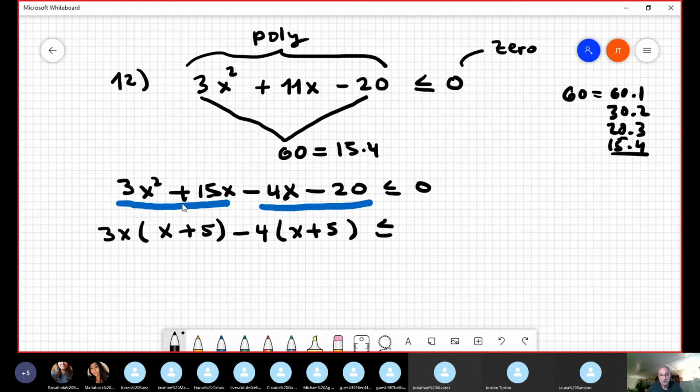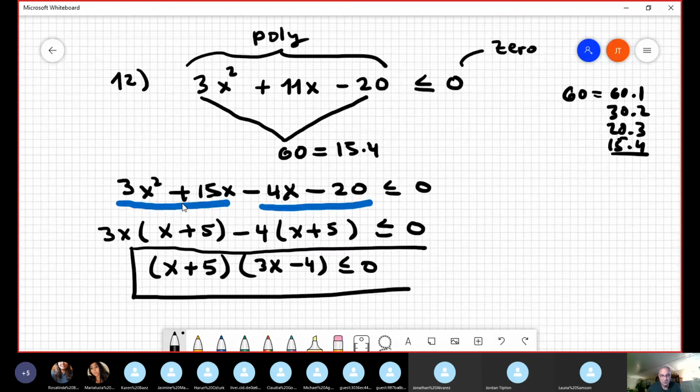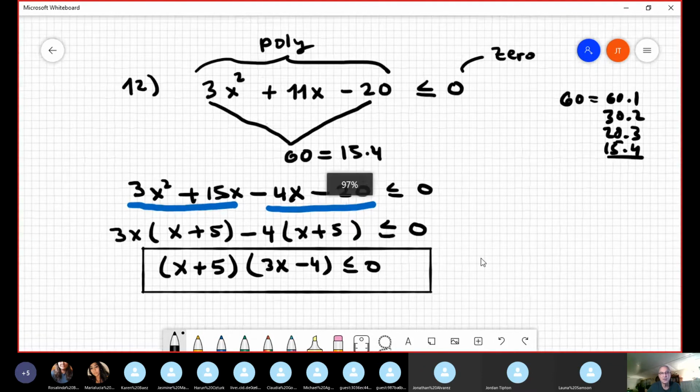Let me check just in case. See if I'm doing okay or no. Negative 4 times positive x is negative 4x. Good. Negative 4 times positive 5 is negative 20. And now x plus 5 is a common factor. Open the last parenthesis, 3x minus 4. Okay, this 3x is this guy. This negative 4 is this guy. Less than or equal to 0. Nice. At this moment, I enclose in a box this inequality because it's the inequality I want to work with, not the original crazy one. Now this is where the work starts.